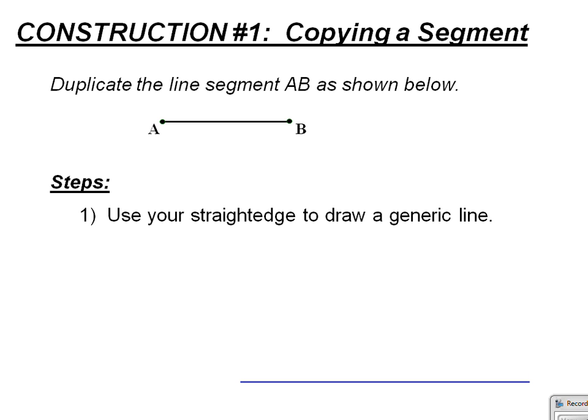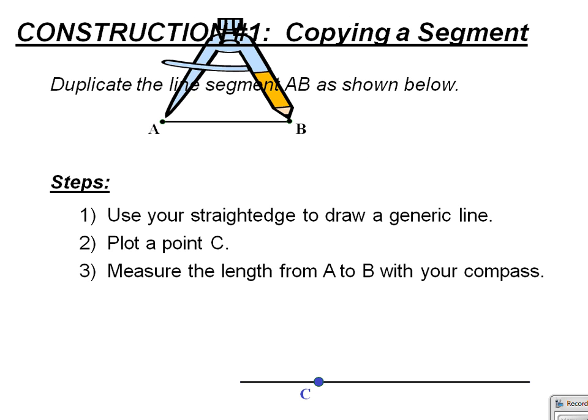First, use a straight edge to draw a generic line. And that line has no set length. So make it nice and long, definitely longer than what visually appears to be the length of AB itself. The second step is plot a point, let's call it point C. It doesn't matter where you put the point, just as long as there's enough space in order to make the segment. And then step 3, take your compass and measure the length from A to B with your compass.